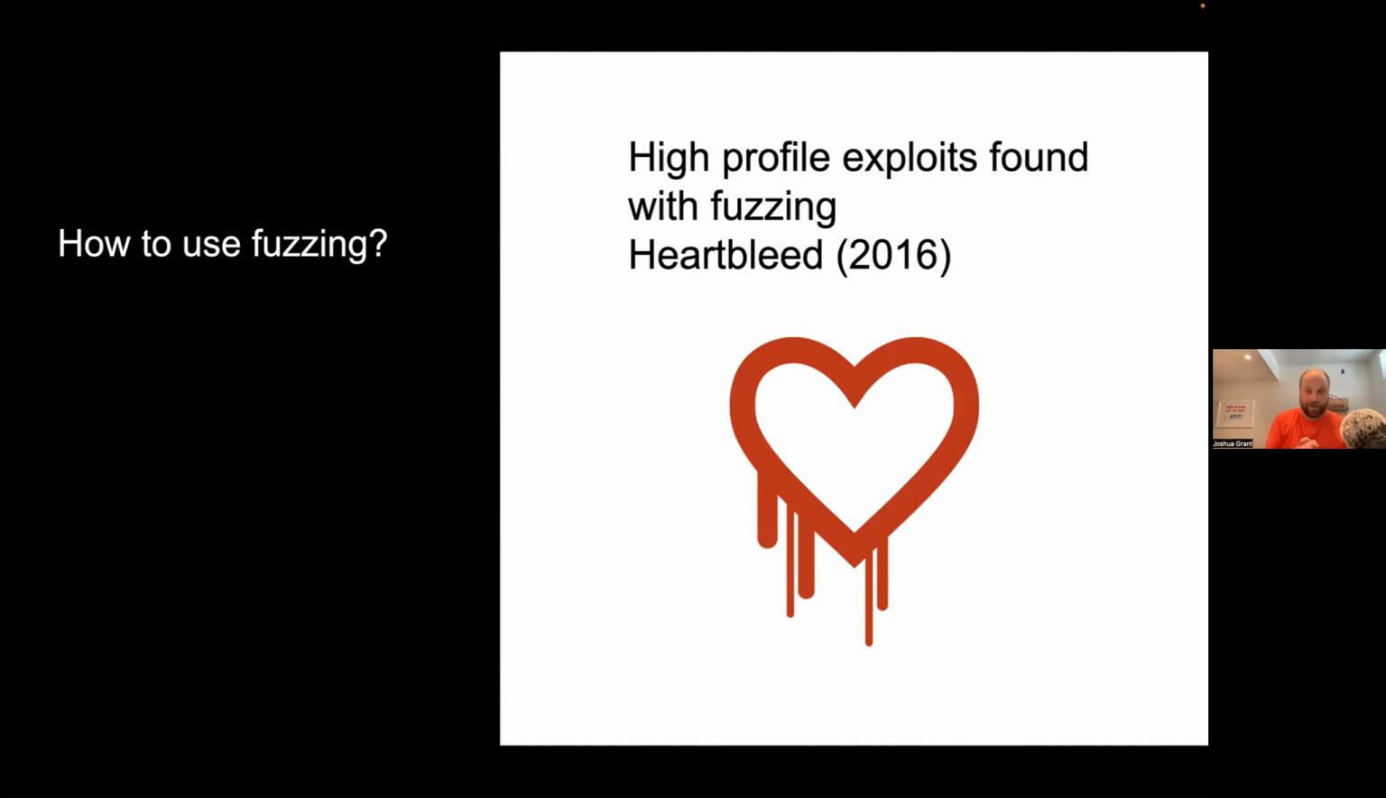So to wrap up, going to the end. Some high profile exploits. Fuzzing is really cool, but there have been some really big things that have been found through fuzzing. One of the biggest, probably the biggest, was Heartbleed. You may have heard of this. It was from 2016. Heartbleed was a very high profile security exploit in the OpenSSL library.